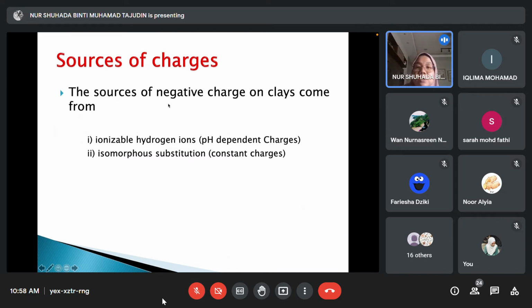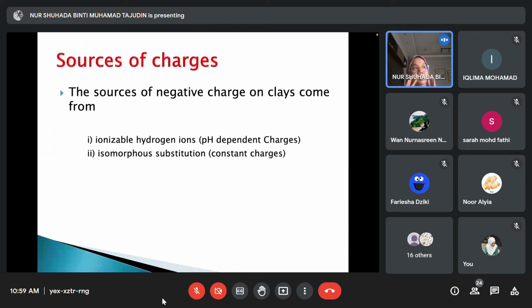Okay, so the source of negative charge on clays comes from two sources or 2 processes. First is what we call ionizable hydrogen ions. That is what we call pH dependent charges, meaning that it depends on the pH of that soil. Do you understand? What I mean, I repeat this in English, but I speak in Malay first. For this source of charges, it means how does the soil provide the negative charge? So how does the soil form the negative charge, which acts like hands that can hold the cations? From where does the negative charge come?